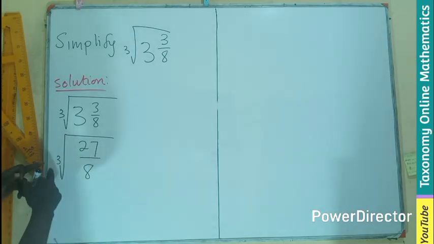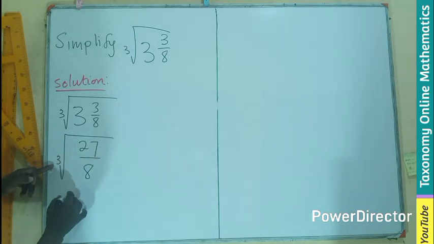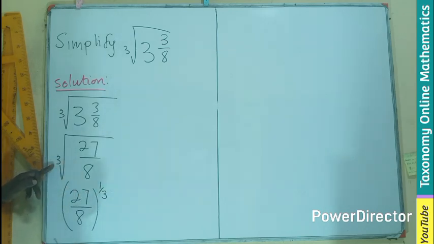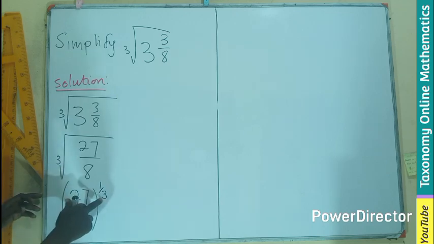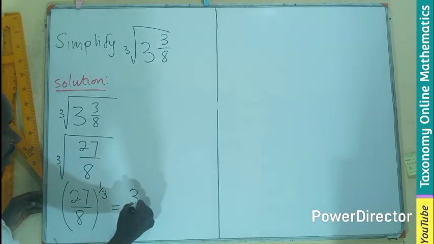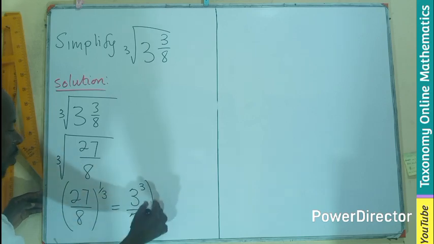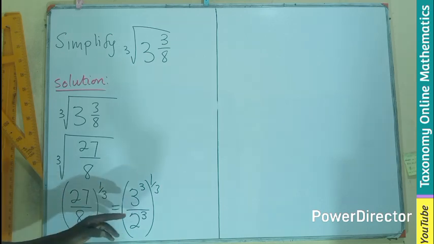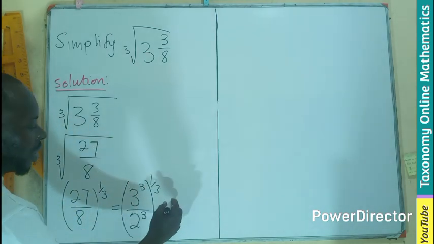Remember, under indices, this can become a power. So that means 27 divided by 8 all raised to the power 1/3. Then in the bracket here, since we have a denominator of 3, we look for a number that raised to the power 3 gives us the values we have here. That makes it 3 exponent 3 divided by 2 exponent 3 all raised to the power what? 1/3.